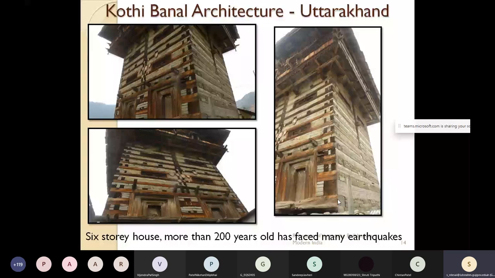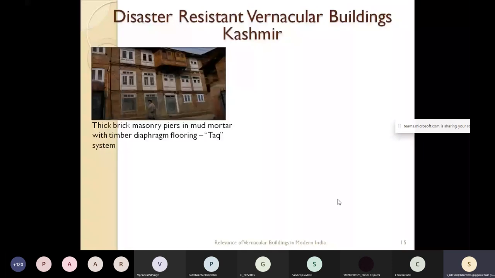All right. Now, look at Kashmir. The valley of Kashmir also has some fantastic examples. On the left, in this picture, you see thick brick masonry piers. After every window, you have a masonry pier, which is about 2 foot thick. And it's all in mud mortar. Inside, you have walls, which are solid, which are essentially shear walls. And then in between, at the floor level, you have this double layer of timber, providing a fantastic timber diaphragm.